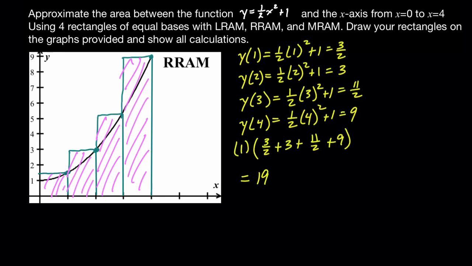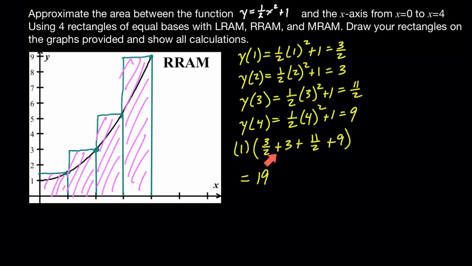All right, so welcome back, and what we have now are the areas. These represent the heights once again. So we have 3/2, 3, 11/2, and 9. Notice that we're doing y of 1 as our first one instead of y of 0. And our last one is y of 4 instead of y of 3 for the height of the last rectangle.